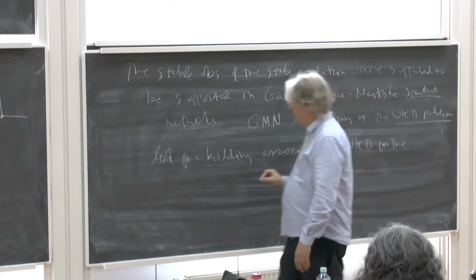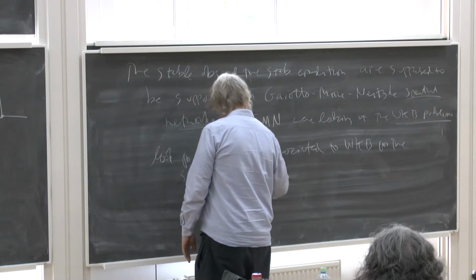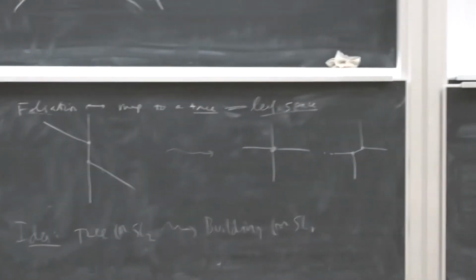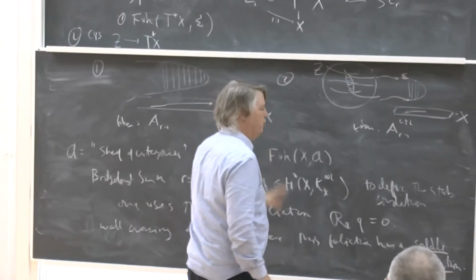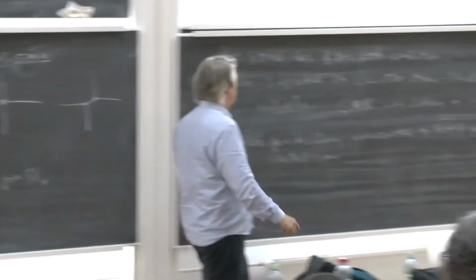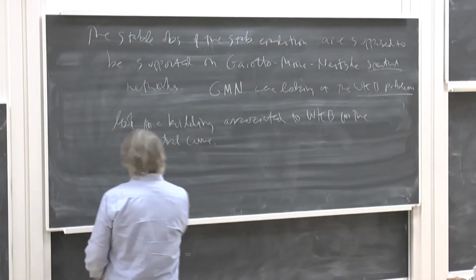For the spectral. That's one way, the WKB problem is one way that the spectral curve in the Bridgeland-Smith situation for SL2 leads to the tree. The next way. So now let me explain WKB.